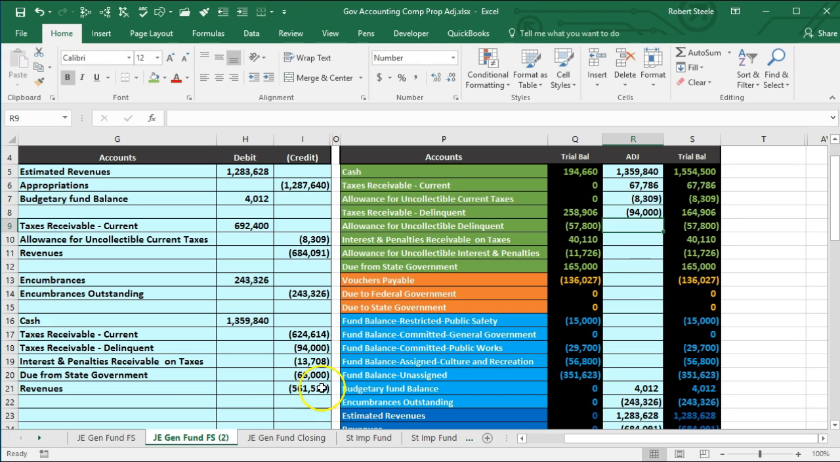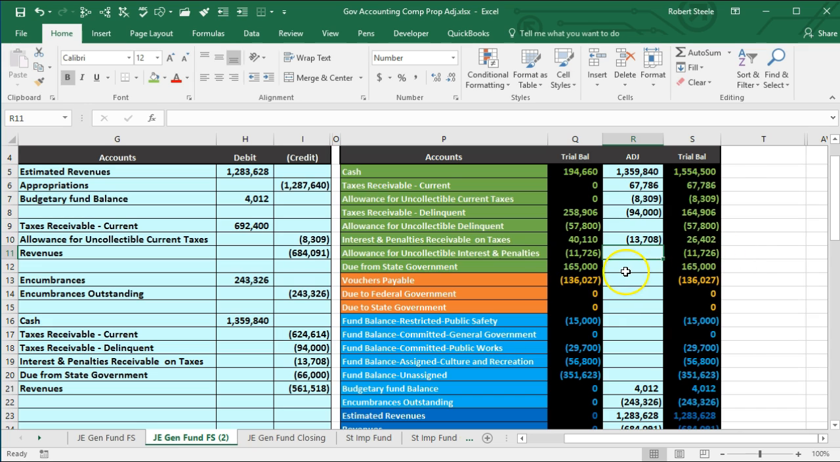Then we're going to record the interest and penalties receivable. So here it is on the journal entry. Here it is on the trial balance. We will record R10. So R10 equals, we're going to point to this 13,708. This is a debit. That's a credit. Those are opposites. The 40,110 will go down to 26,402.